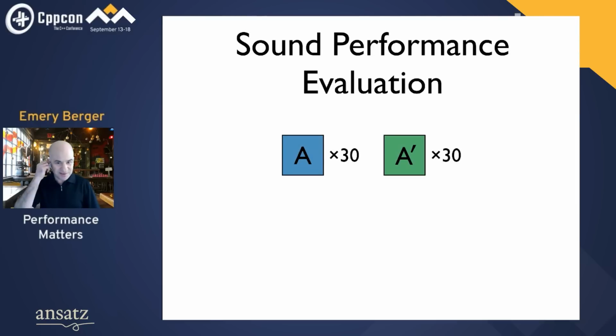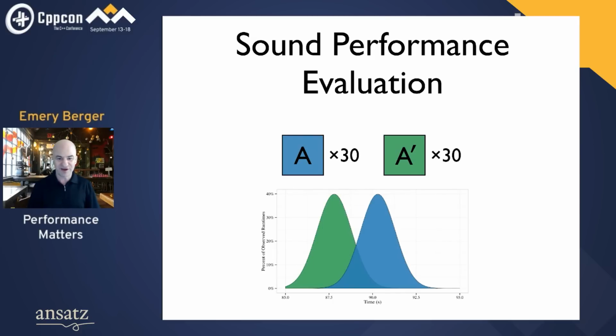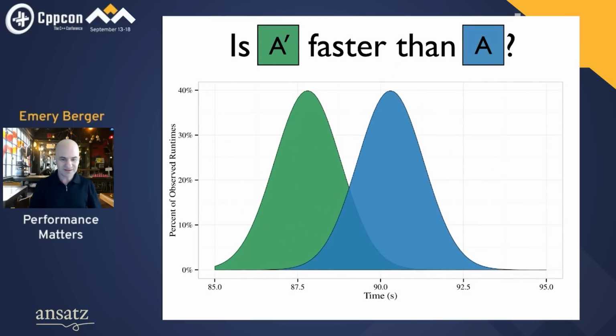Let me show you what happens when we run Stabilizer and we go back to this idea of doing performance evaluation. So we've got our A and our A prime. This is Luke's optimized version. And we run it and we get a curve now. Now we get a distribution, and I'll explain in a couple slides why we get this kind of more broad distribution that's kind of a bell curve shape. But take a look at this graph.